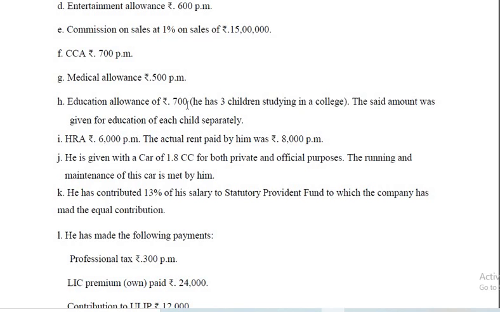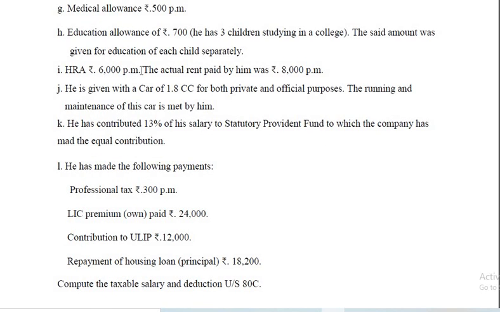So what we have to do? First, what is given we have to calculate: 700 into 3 into 12. So we will get the amount granted as education allowance. Now what is exempt? Exemption is 100 rupees per child and at the maximum of 2 children. So 100 into 2, 200, 200 into 12. So 2,400 is exempt.